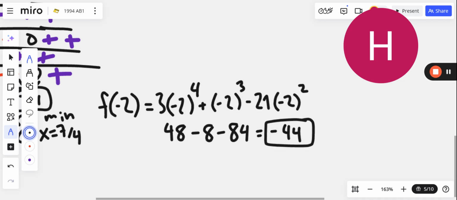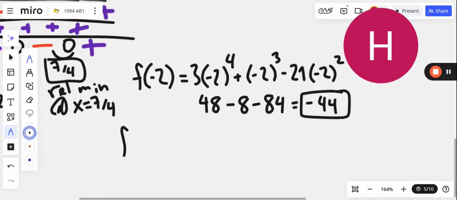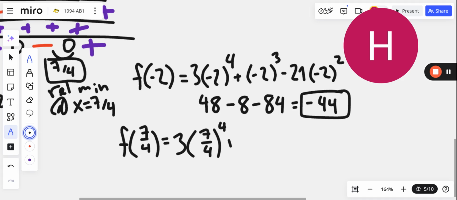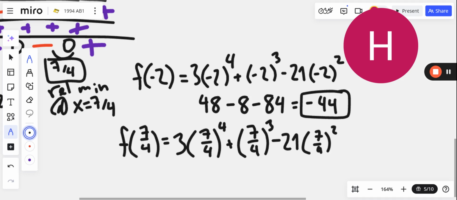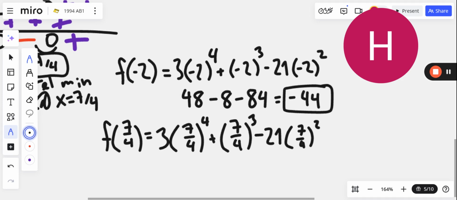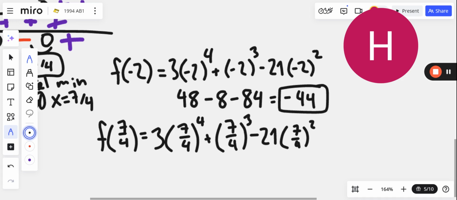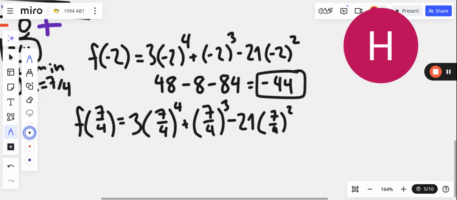That's quite low indeed. But we have to check 7/4, which, like I said, is going to be the more frustrating one to check. 3 times 7/4 to the 4th power. Yeah, you weren't going to get away with this one without working with some fractions. 7/4 cubed minus 21 times 7/4 squared. Now, one thing that I'll mention is 7/4 is not quite 2. It's smaller than 2. So when we square it, it's going to be smaller than 4, right?